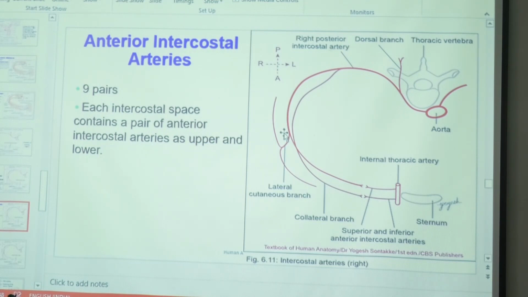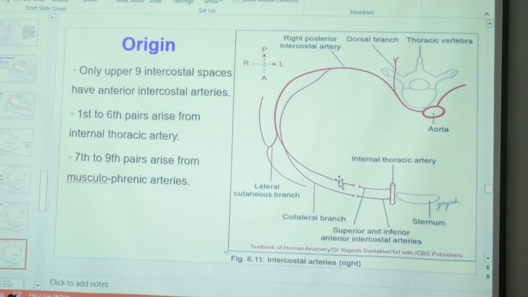Okay, so there are 9 pairs of anterior intercostal arteries. That was from the posterior intercostal artery branches. Now anterior intercostal arteries, 9 pairs. Each intercostal space contains one pair of anterior intercostal arteries, upper and lower. Here you can see the branch from the internal thoracic. Only the upper 9 intercostal spaces have anterior intercostal arteries. First to 6th pairs arise from the internal thoracic, 7th to 9th pairs arise from the musculophrenic. This internal thoracic artery divides into two branches, superior epigastric and musculophrenic. The musculophrenic gives branches to the anterior intercostal arteries.